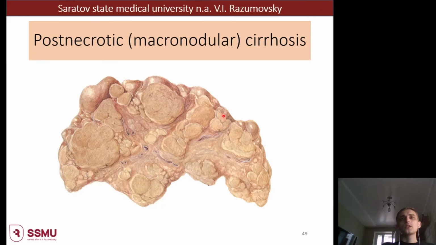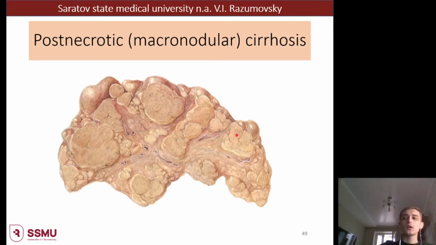On this slide, we can see post-necrotic macronodular cirrhosis. It is characterized by formation of regeneration nodes more than 2 or 5 centimeters in diameter. It may be diffuse and localized in a really big area of the liver, and it develops as a result of acute hepatosis and develops after necrosis.